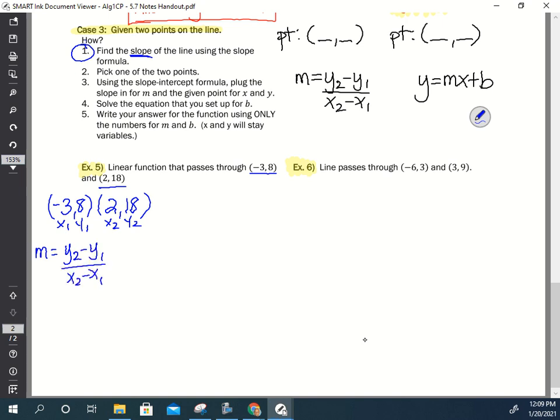So we plug the numbers in. That's 18 minus 8, over 2 minus negative 3. All right, you get 10 over 5, and what's 10 divided by 5? 2. There you go. There's our slope. Step 1 is finished.